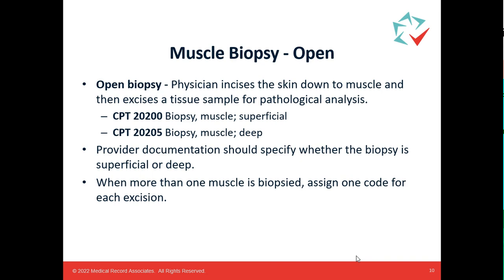For our open biopsy, we have two codes available. During the muscle biopsy, your physician is going to incise the skin down to the muscle and then excise a tissue sample to send off to pathology for analysis. If your provider performs a superficial biopsy by open method, then you will assign CPT 20200. If your provider does a deep muscle biopsy, then you'll refer to 20205.